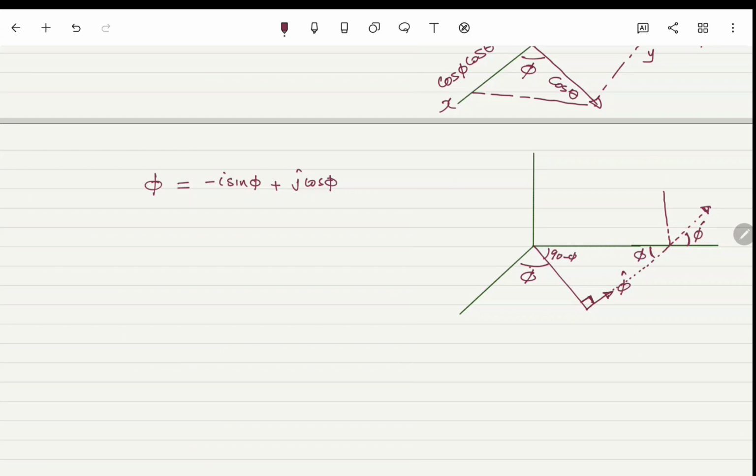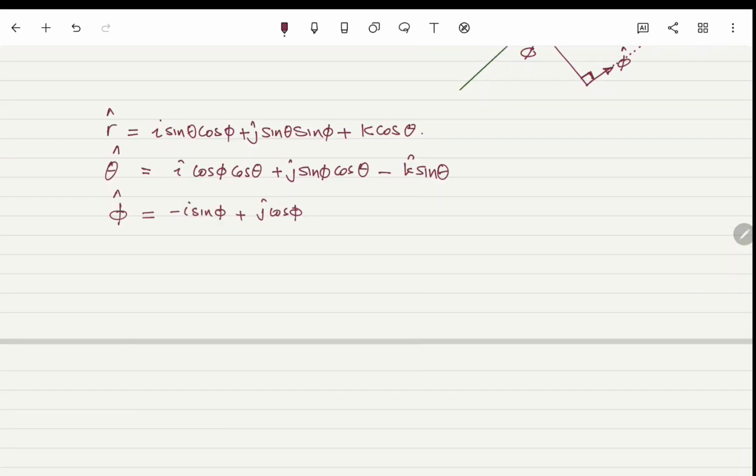In summary, r hat equals I sine theta cosine phi plus j hat sine theta sine phi plus k hat cosine theta. Now theta hat, as we can see here, is the derivative of r hat with respect to theta. So this one right here is the derivative of this one right here. And phi hat is actually the derivative of r hat with respect to phi. And remember, phi is not related to theta in any way.